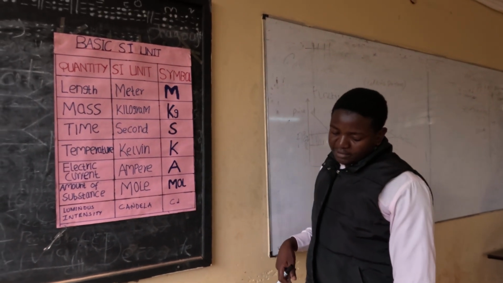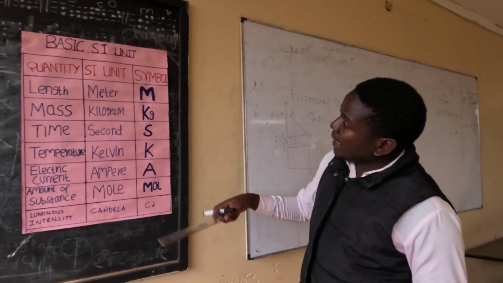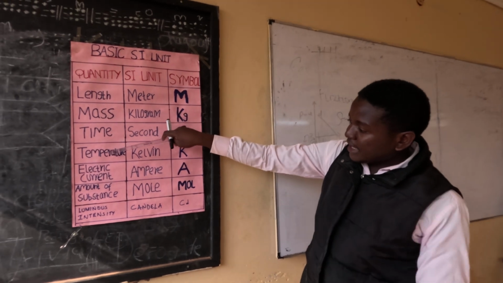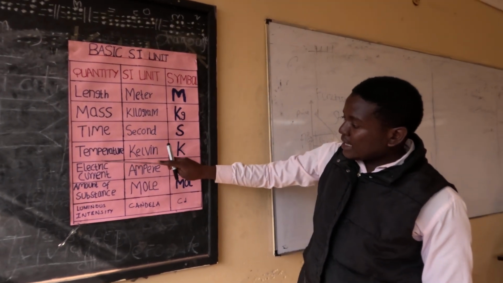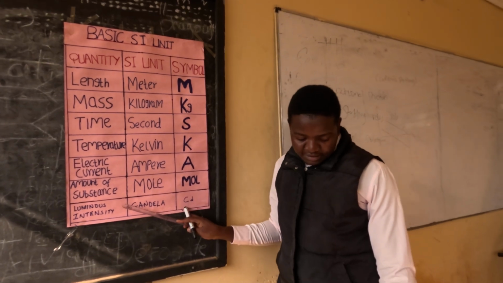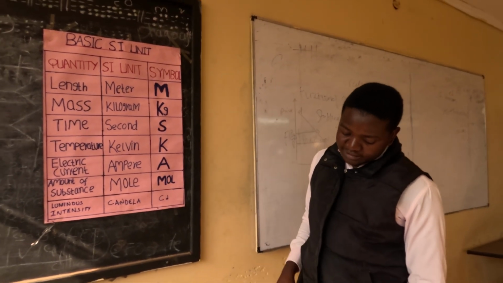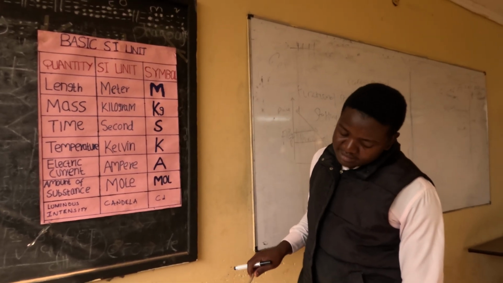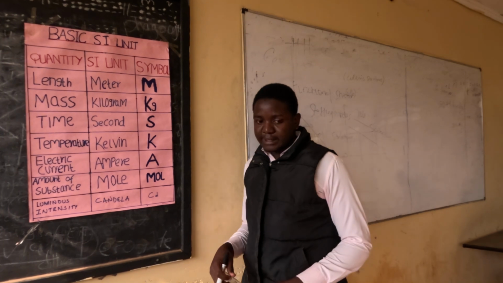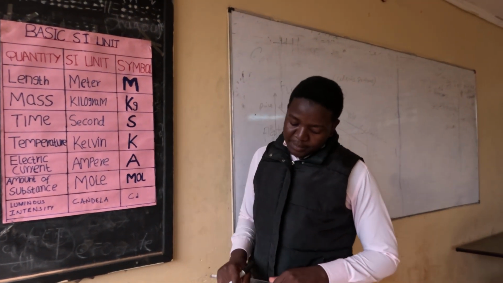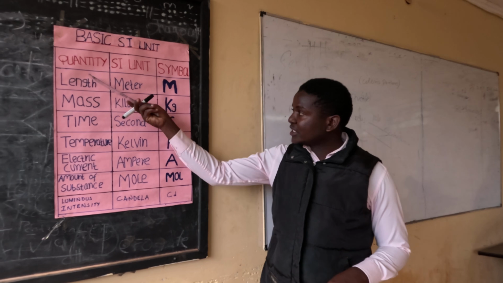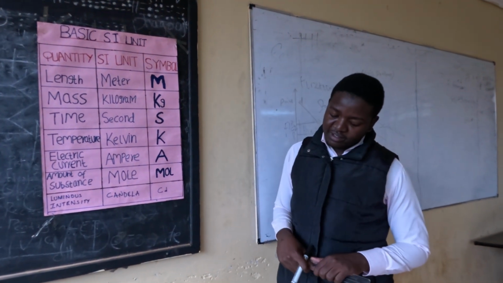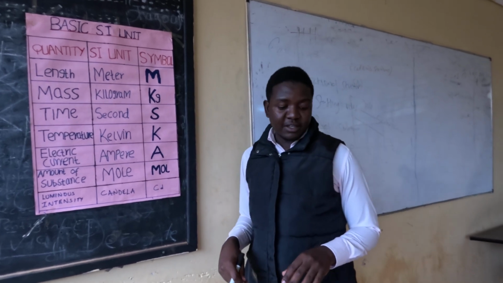Now, we have learned that physical quantities like length, mass, time, temperature, electric current, amount of substance, and luminous intensity are all fundamental to our understanding of the world. They help us to describe, measure, and understand different properties of matter and energy. Remember, all 7 quantities can be measured using specific units and tools, making our life easier.